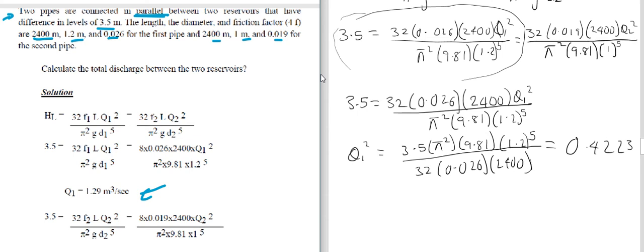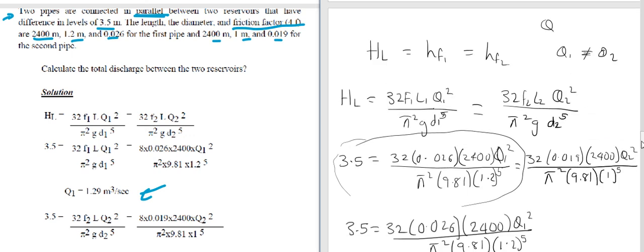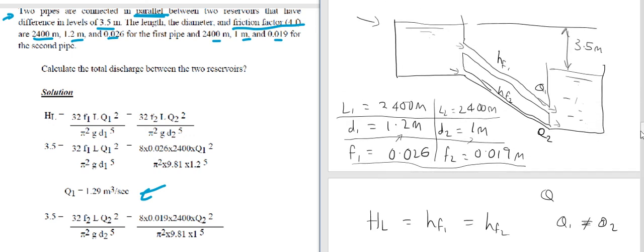So let's see, where did I make a mistake? Oh, friction factor is 4F. That means that we would have to divide the friction factor we're given, this and this, by 4. So basically this is 4F, so the friction factor will be this over 4.